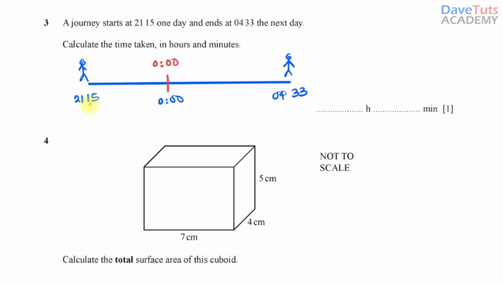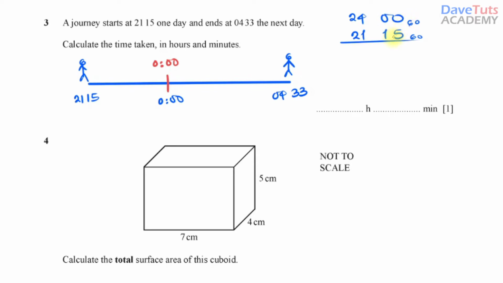But here, for 21:15 to this 0 hour is as if we are having 24 hours minus that 21:15. But noticing that for this particular minute, we are working in base 60, okay, and then this we are working in hours.